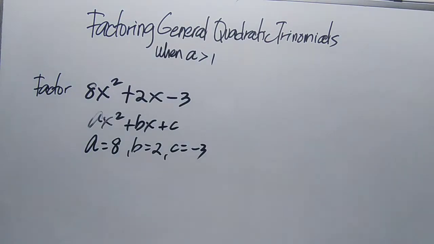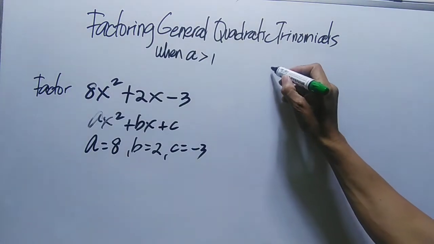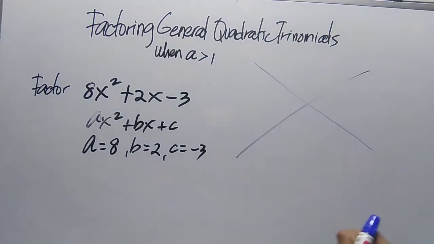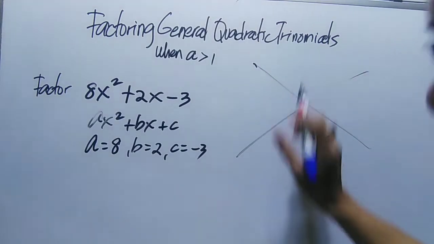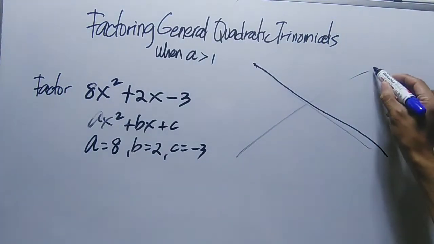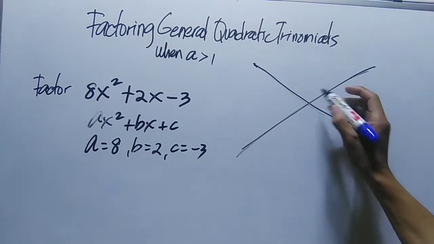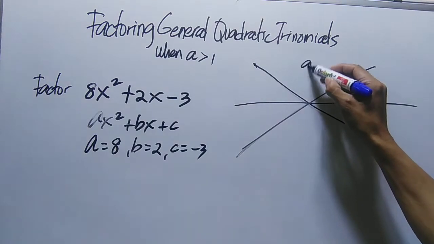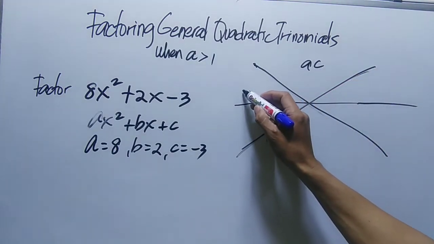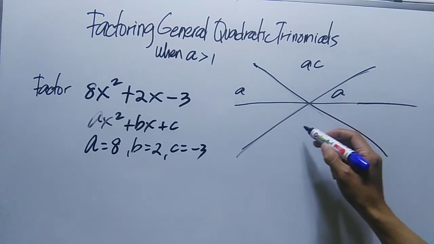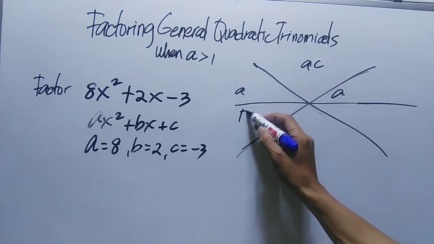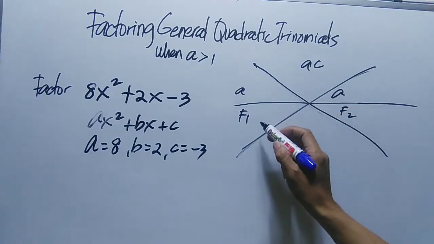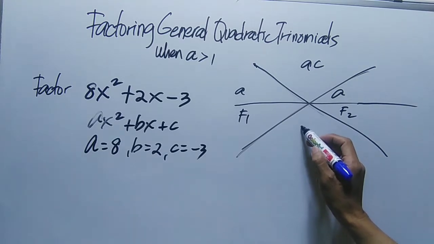Okay? So, let's apply the asterisk method. Asterisk method. Okay? Kulang pa pala. So, dito, lagyan natin AC, yung product ng AC. Ito yung value ng A. Value ng A. First factor or factor 1. Second factor or factor 2. So, dito naman, ang value ng B.